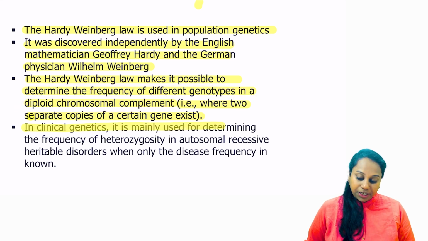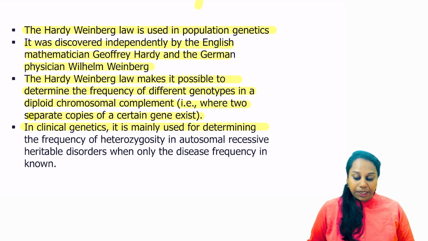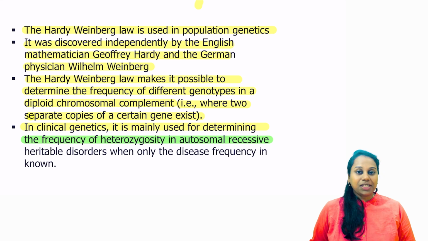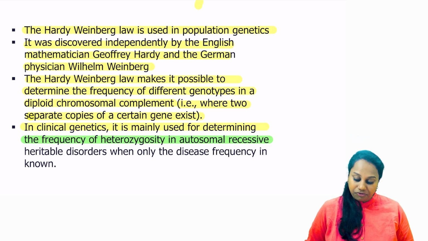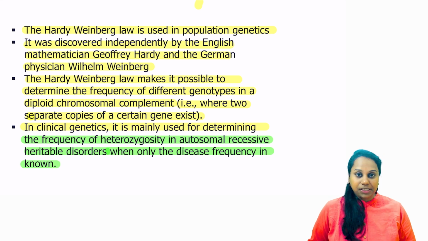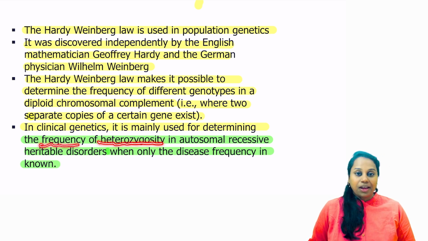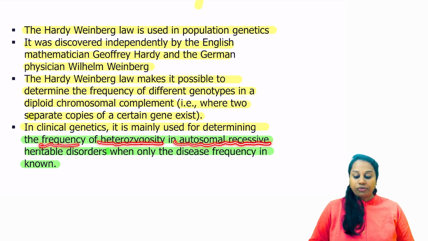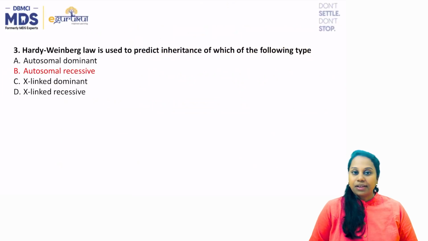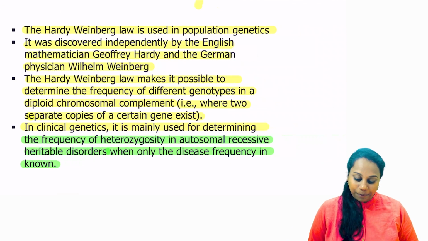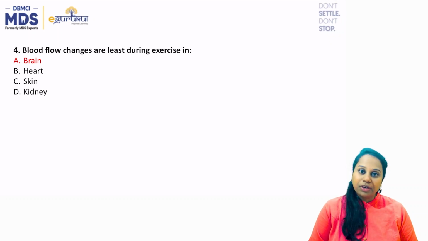In clinical genetics, how is it useful? It is mainly used for determining the frequency of heterozygosity in autosomal recessive heritable disorders when only the disease frequency is known. So the answer to this question is autosomal recessive. This is a very rare type of question. Over to question number 4.